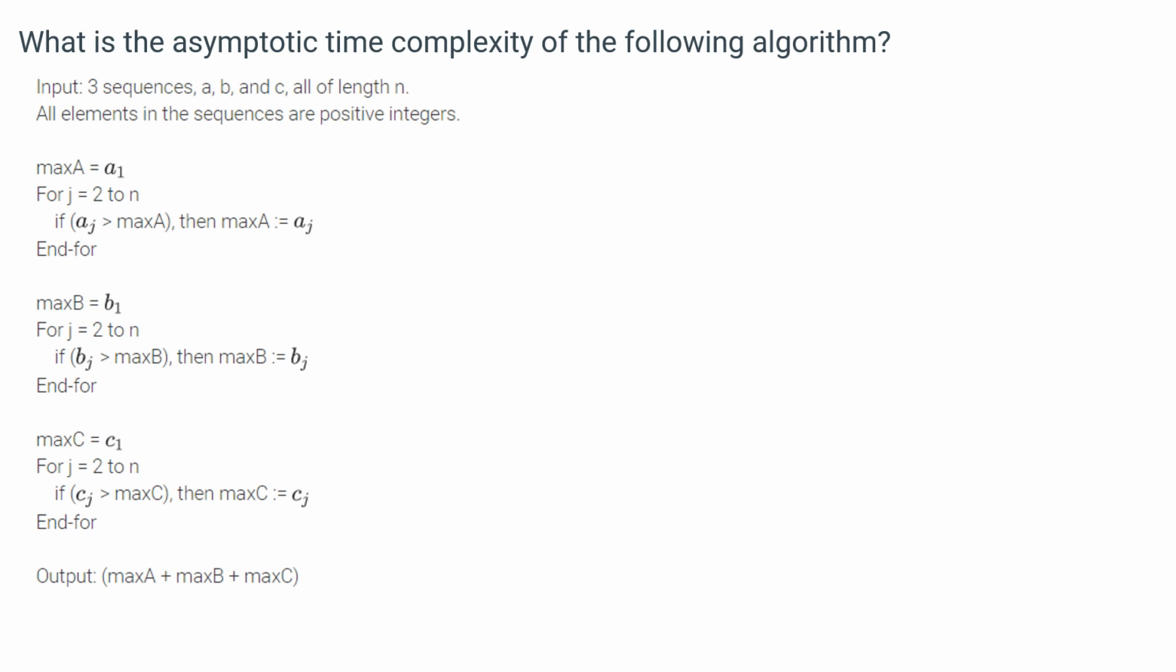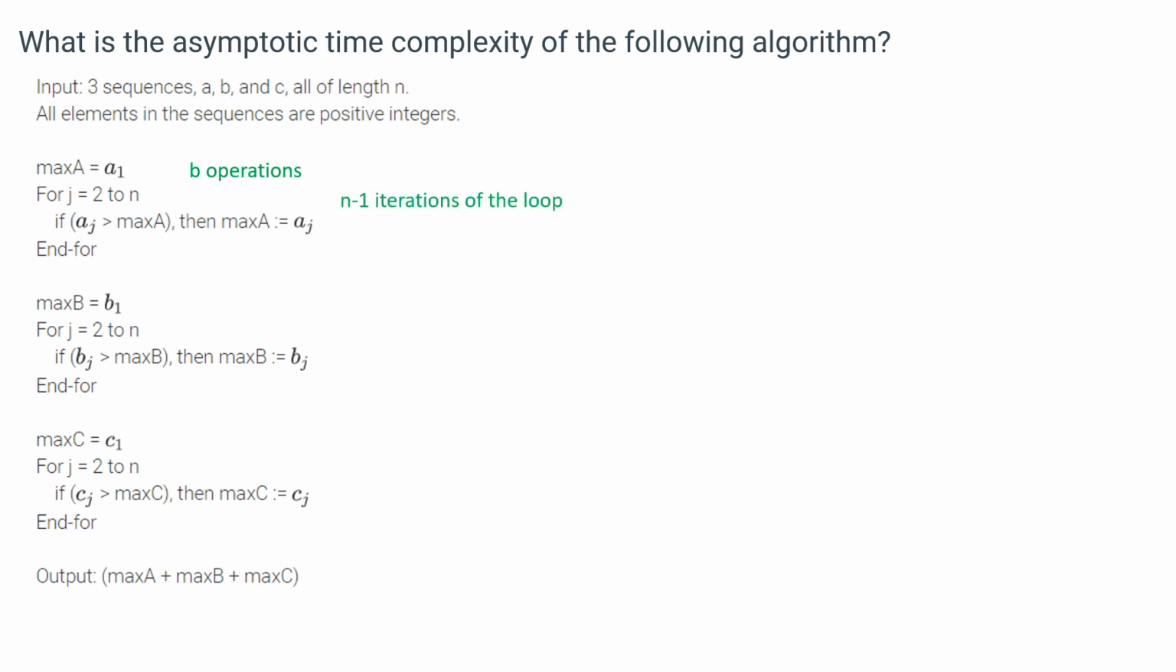Let's look at another example. In this case, we have 3 sequences that are input. All of them are of length n. And we're going to go through these steps here. So let's see what we would have for a time complexity function. For this first line, that's just one atomic operation. But again, I don't even really care. Is it 1, 2, 5, or 10? We're just going to say it's a constant number. So let's just call it b.